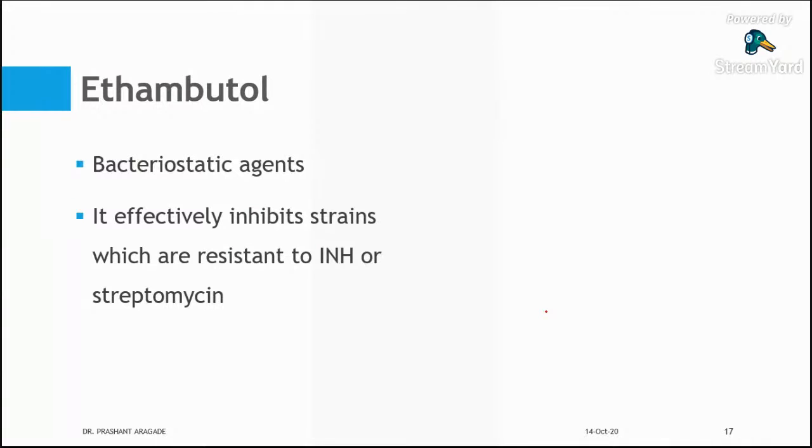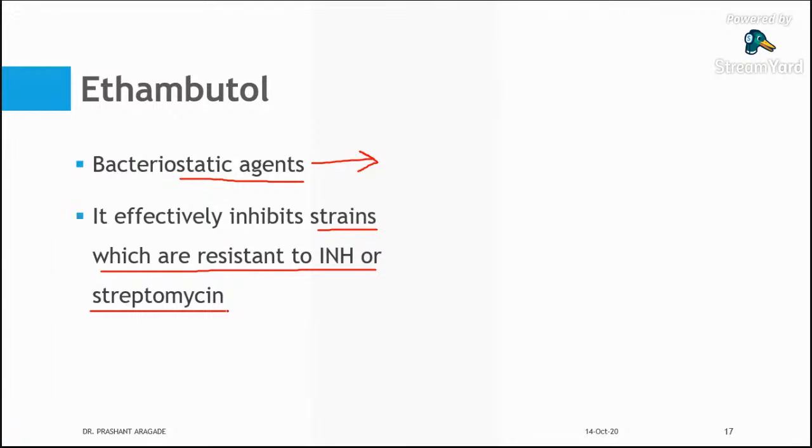Now the next drug is Ethambutol, which is a bacteriostatic agent. So just give the answer in the chat box: what is meant by bacteriostatic? Ethambutol is a bacteriostatic agent. What is meant by bacteriostatic? So this drug, Ethambutol, effectively inhibits the Mycobacterium tuberculosis which are resistant to INH or streptomycin, and is used for the treatment of tuberculosis which is resistant to INH or streptomycin.